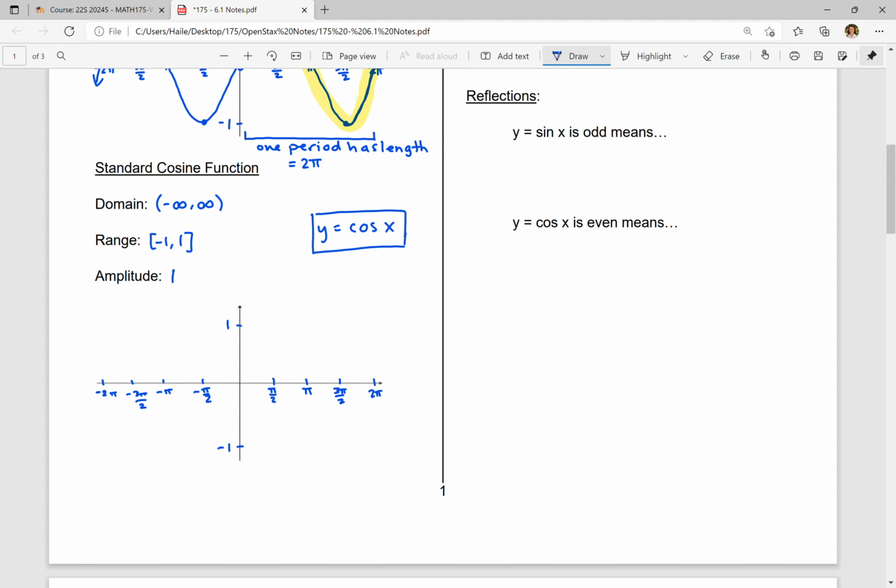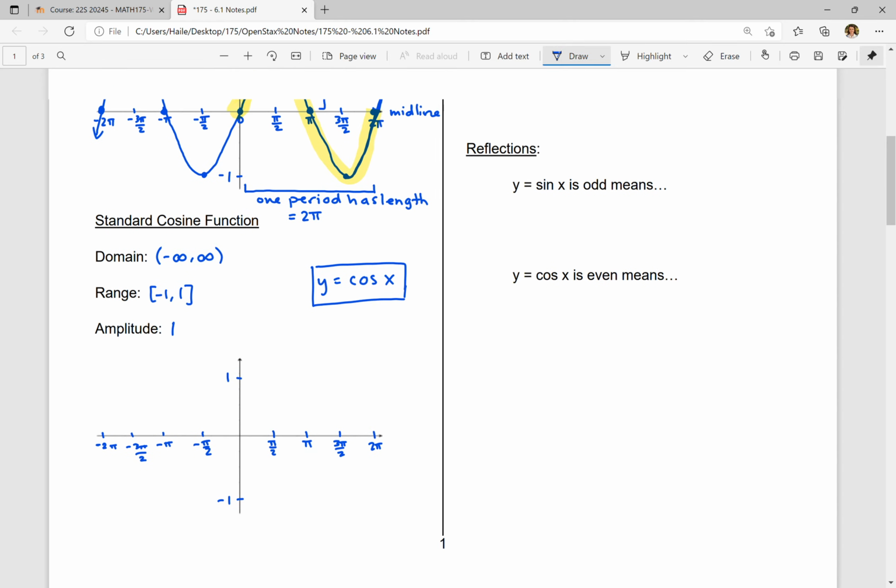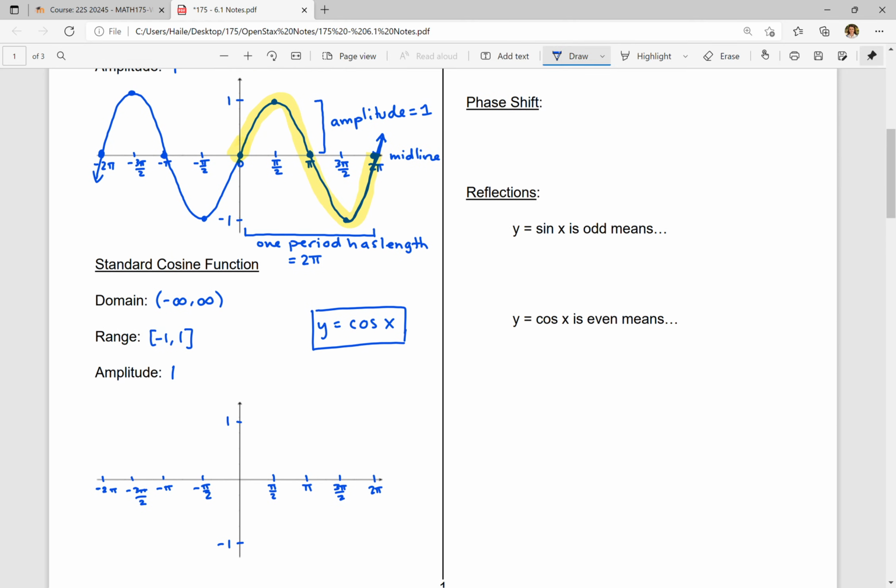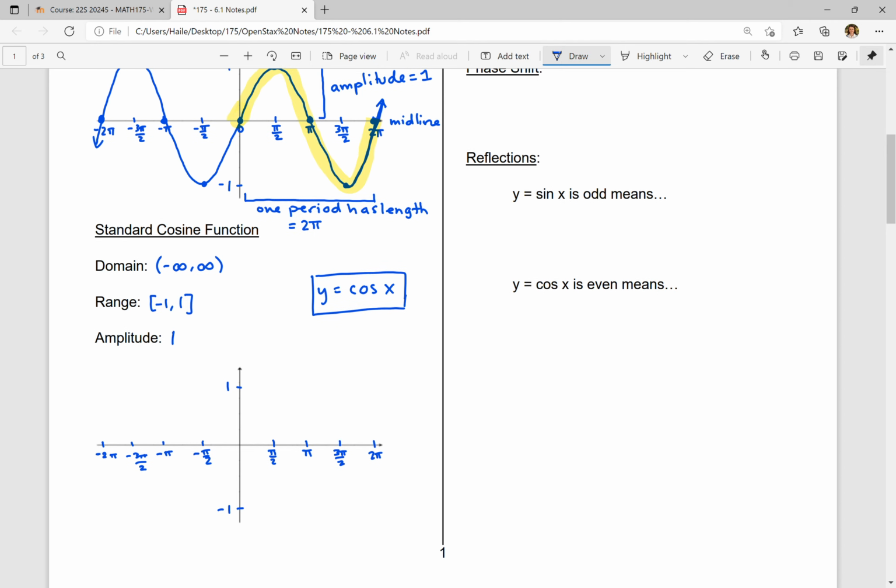So you might be thinking, well, this looks exactly like sine. And you would be right. It's not super different, but it is a little different. So we're going to talk about the difference now. So with sine, remember that when we started graphing, we started at the midline. So we started at that point 0, 0. However, when we graph cosine, we're going to start at the top. So our first point is going to be at the point 0, 1.